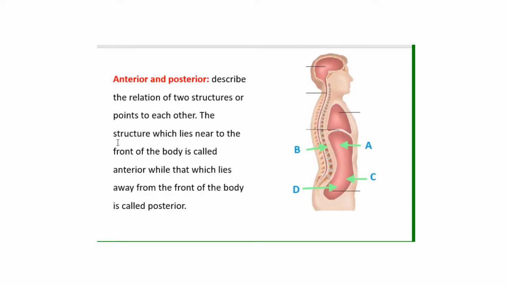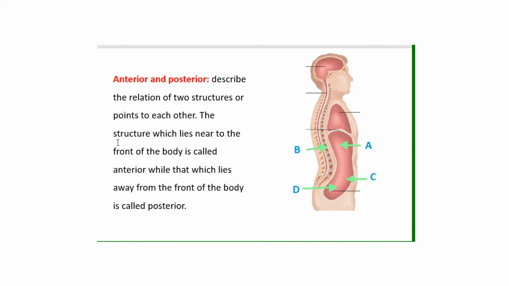Anterior and posterior describe the relation of two structures or two points to each other also. This is a rule: other than the midline or median, all other terms describe the relation of two points or two structures to each other. Anterior and posterior describe the relation of two structures to each other.